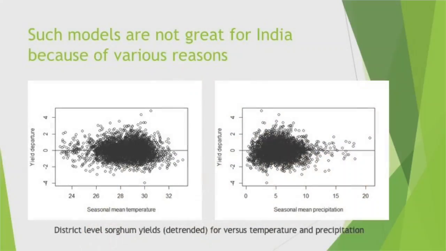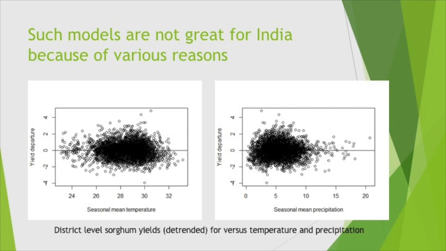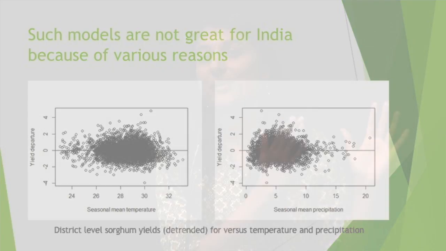And similarly with precipitation too, you would imagine that the yield of this crop, in this case it's sorghum, has some response to precipitation. But what you find usually is that we are dealing with a cloud of points, and it's difficult to discern a relationship, even if there is one, you can get a statistically significant value in a regression.